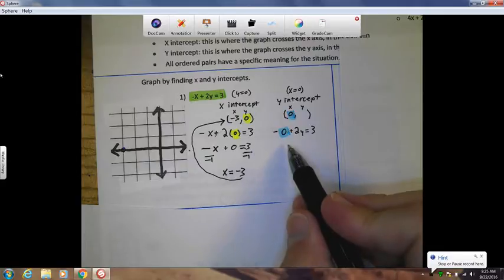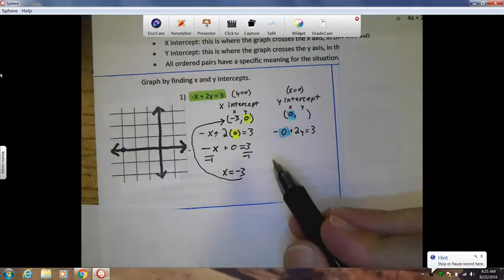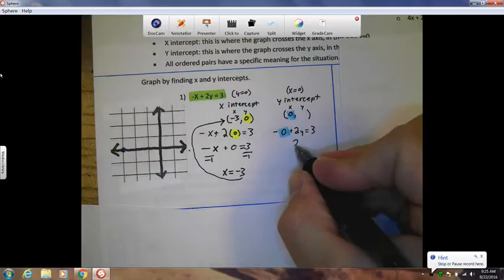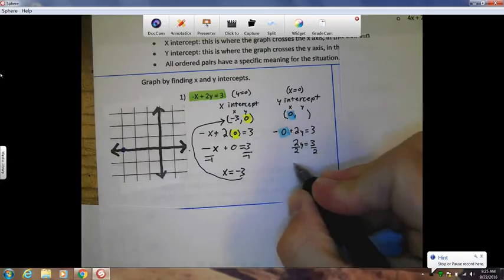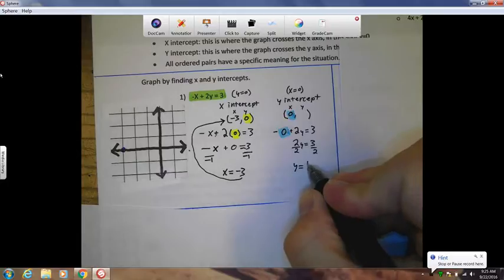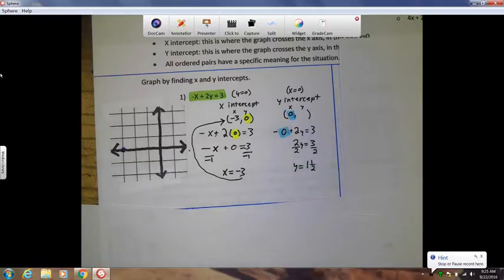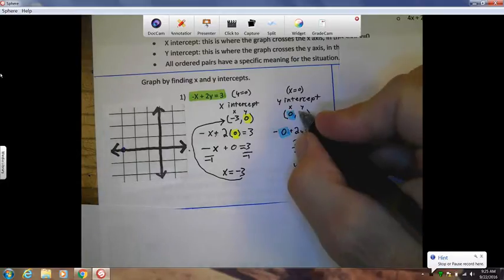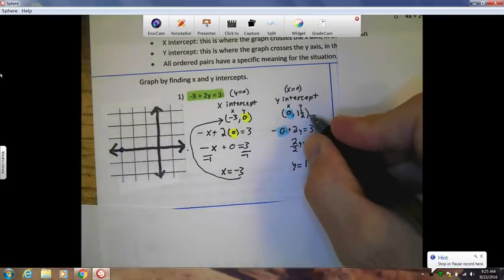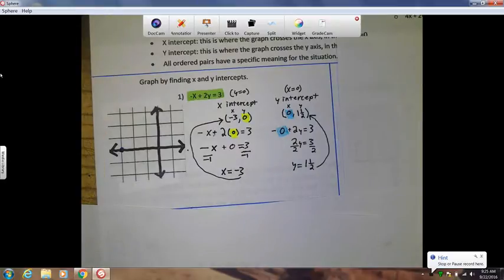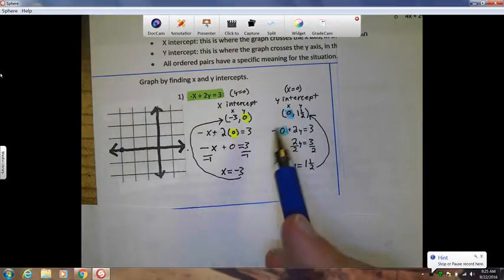For my y-intercept, I need to solve. Opposite of 0 is still 0. So 2y is equal to 3. So y is equal to 1 1/2. Now remember, y is not always equal to 1 1/2. It's only 1 1/2 when x is 0. So I have another point, 0, 1 1/2.